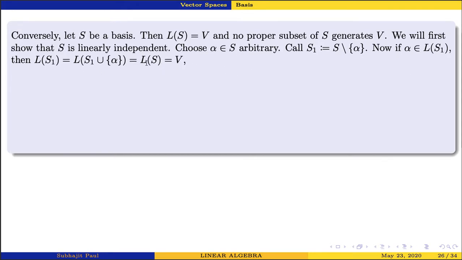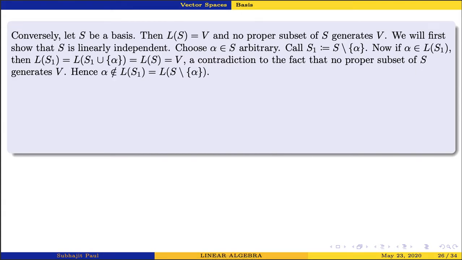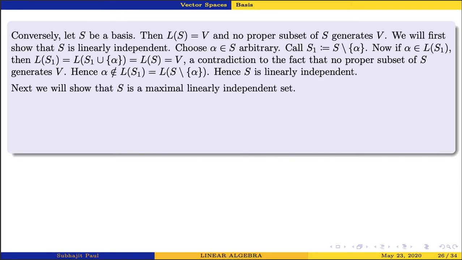This means L(S1) is equal to V, but S1 is a proper subset of S. So this is a contradiction to the fact that no proper subset of S generates V. Hence, alpha does not belong to L(S1), that is L(S minus alpha). Hence, S is linearly independent. Okay. So now next we will show that S is a maximal linearly independent set.